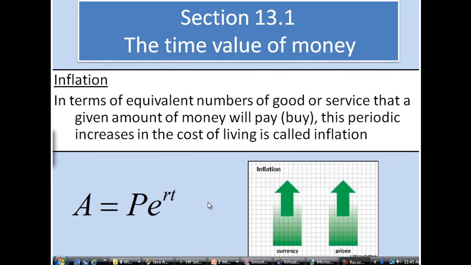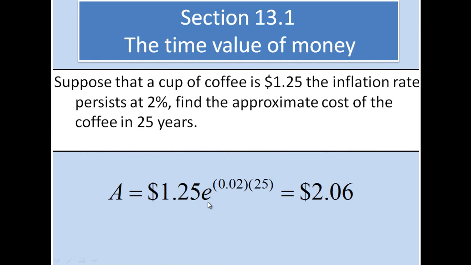Okay, now let's see one example. Suppose that a cup of coffee is priced at $1.25 and the inflation rate persists at 2%. Normally the inflation rate is between 2 and 4% per year. Find the approximate cost of the coffee in 25 years. So you use the exponential formula: 1.25 times e to the r, where r is 0.02 in decimal, times 25 years, and the answer is $2.06.